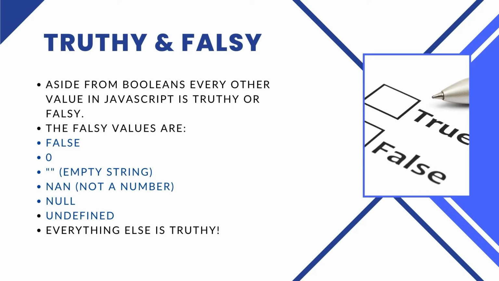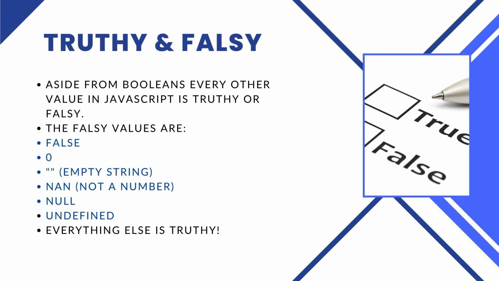So this means that although the value is not true or false explicitly, the value can be considered as truthy or falsy. It's easier to recall the falsy values because there's fewer of these. Any value which is not falsy is truthy. The falsy values in JavaScript are as follows: false, 0, an empty string, NaN, or not a number, null, and undefined. When you're working with conditionals, it's especially helpful to understand whether a value is truthy or falsy.